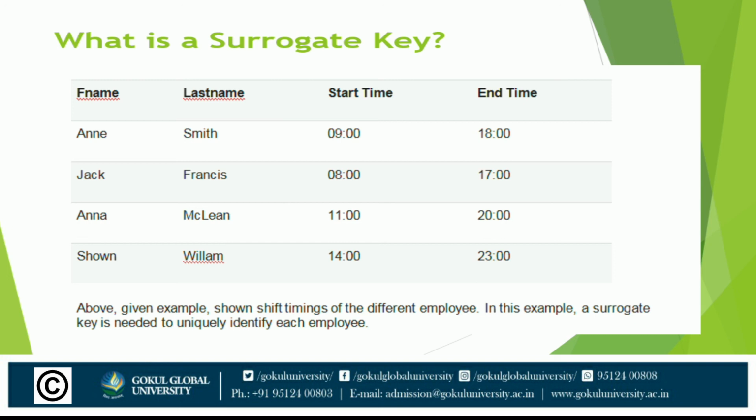See the example. The above example shows shift timings of the different employees. In this example, a surrogate key is needed to uniquely identify each employee. Surrogate keys are allowed when no property has the parameters of a primary key in the table, or when the primary key is too big or complicated.